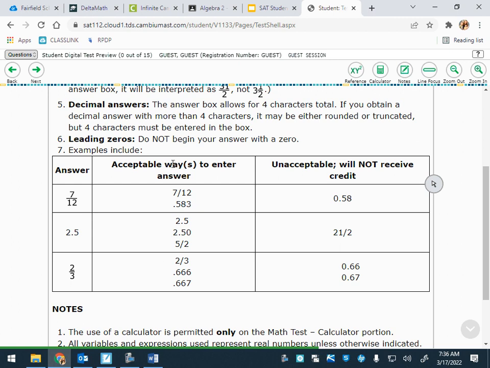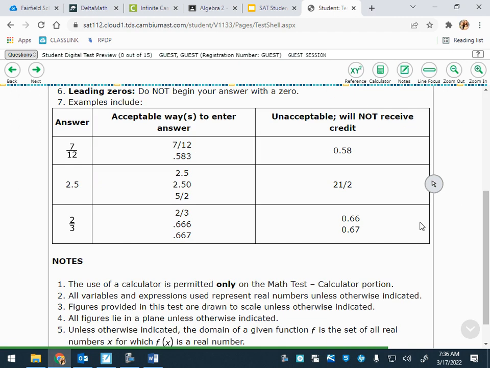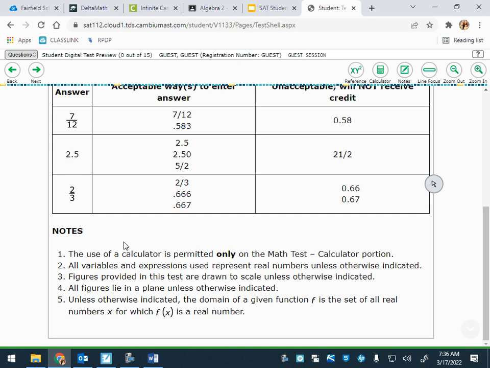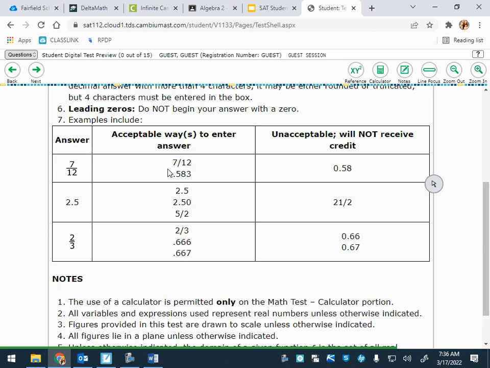So, this is the acceptable way. You could always get this back, though. You could always look at this again by the directions tab, okay? So you could always refer back to this if you are not sure. Okay, so decimals and fractions have to be entered this way. Okay, unacceptable is this.